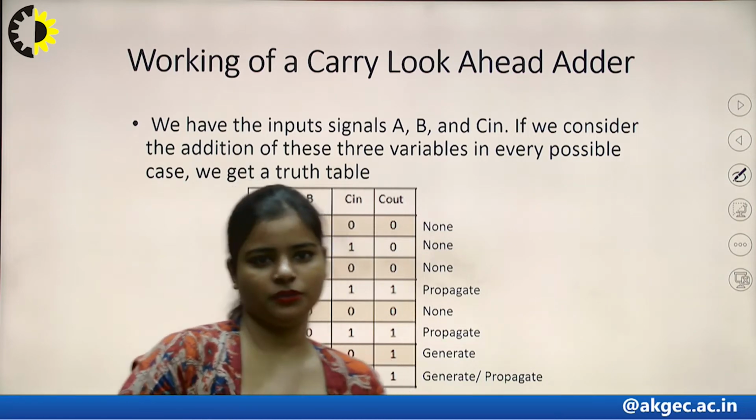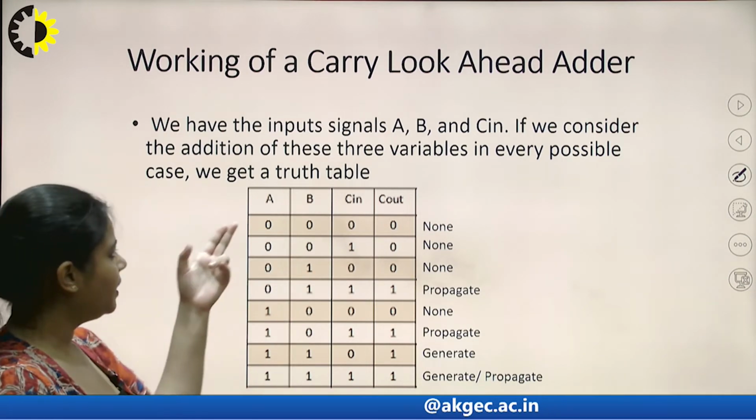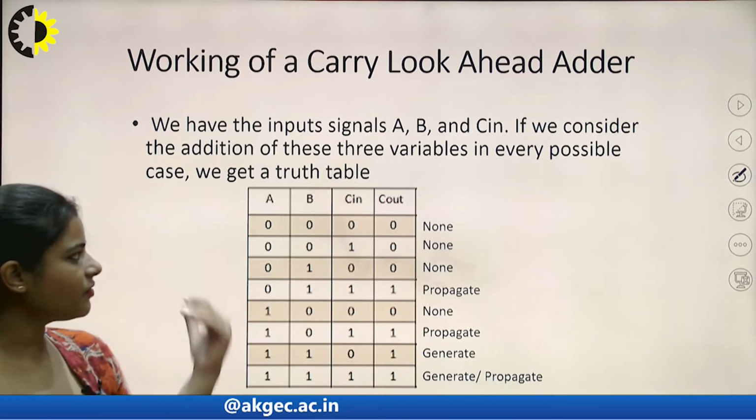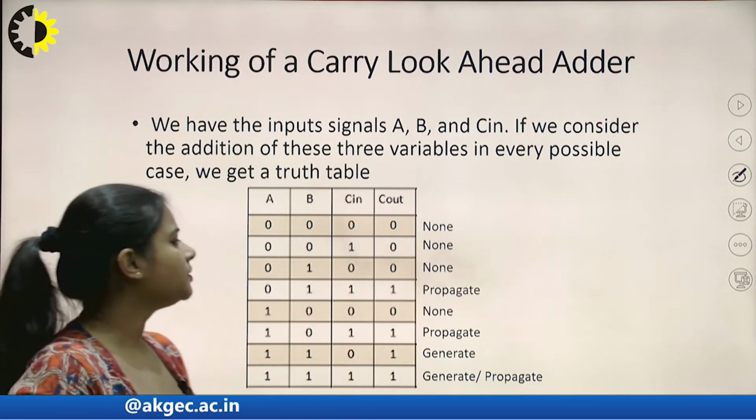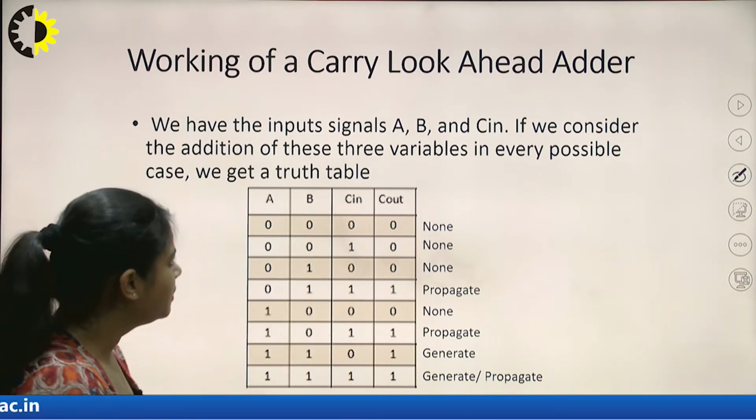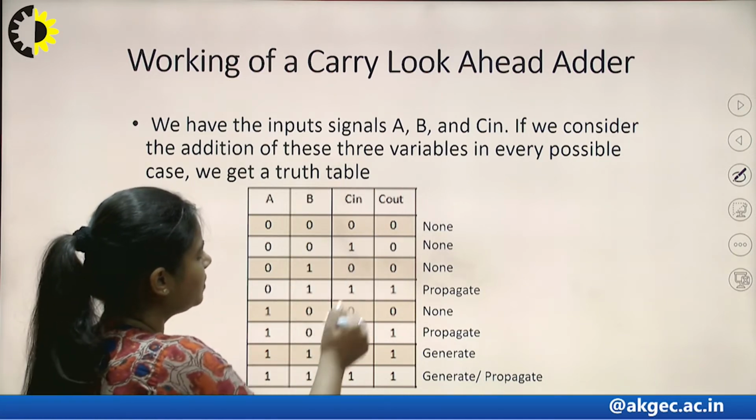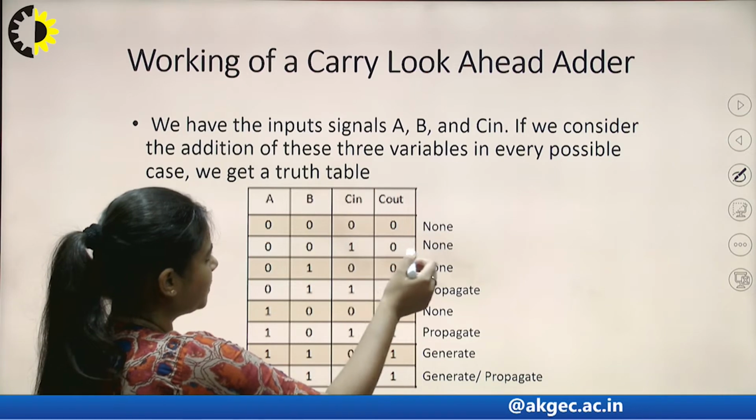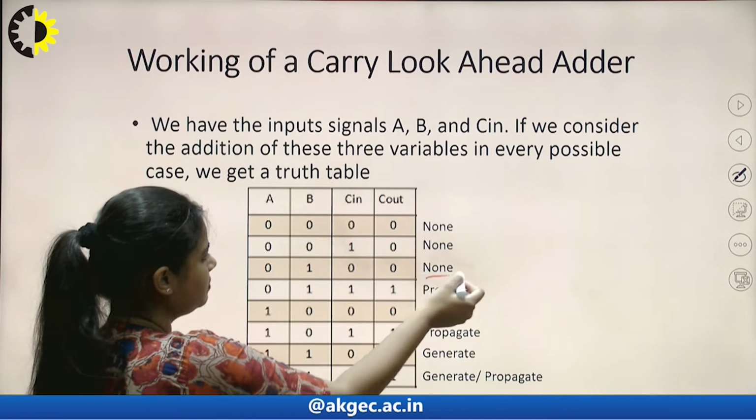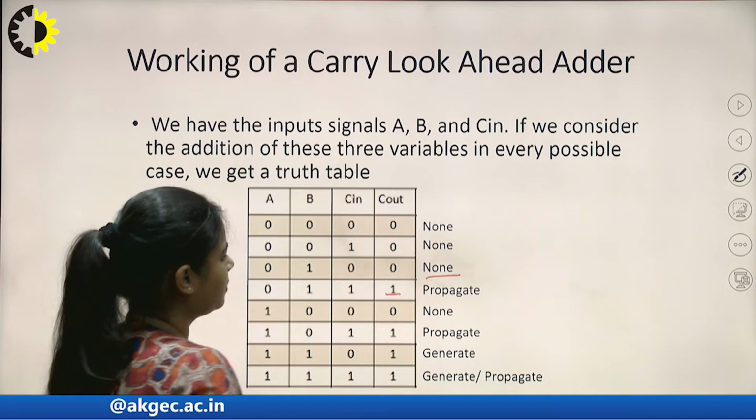Here you can see A, B, Cin and Cout. A and B are the normal inputs and Cin is the carry forwarded from the previous adder. So what would be Cout, meaning the next carry? Whenever we add 0, 0, 0, we have carry 0. 0, 0, 1, carry 0. Again 0, 1, 0, no carry, none. Again 0, 1, 1, here we have one carry and this is propagate.